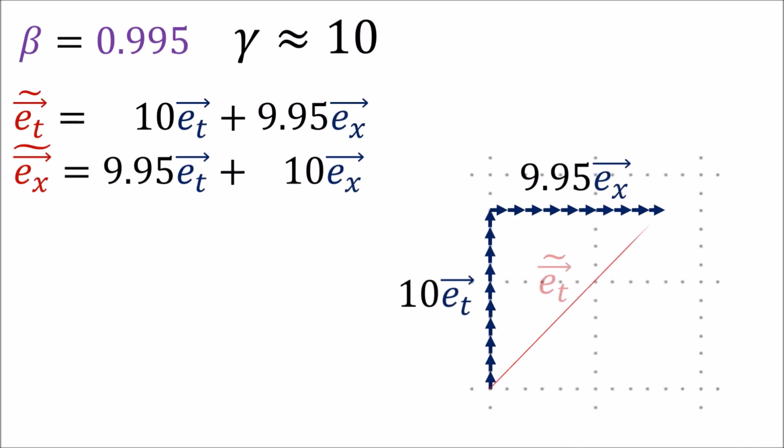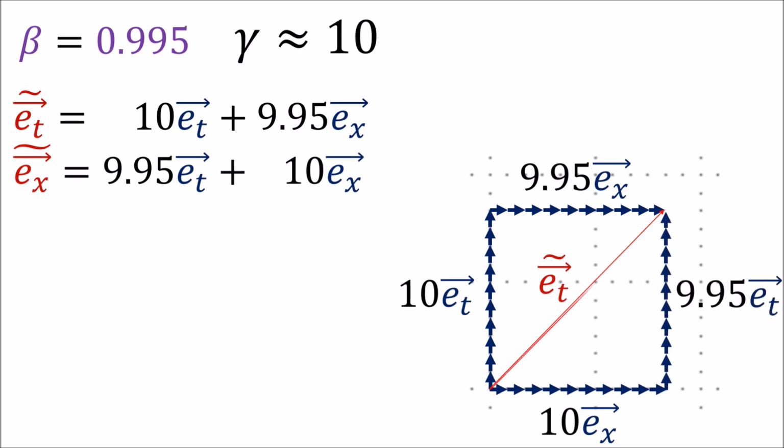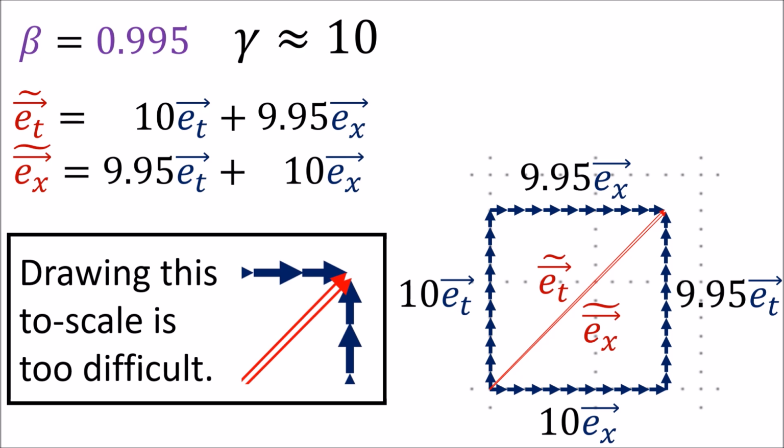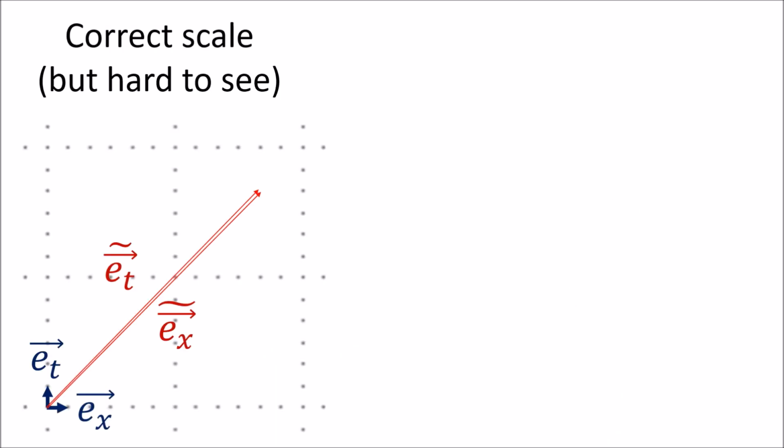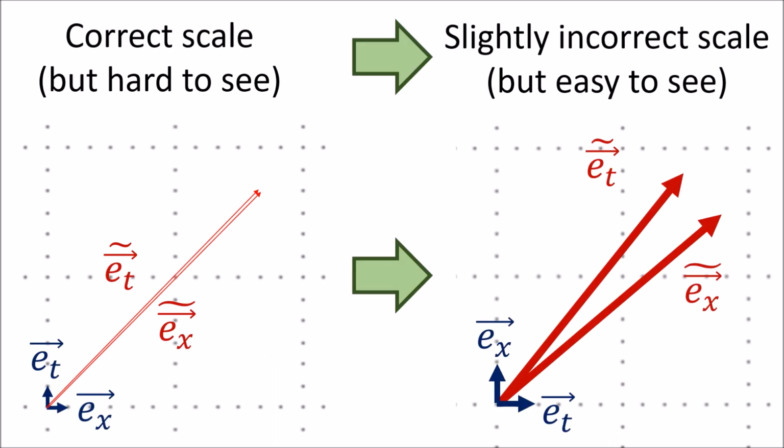Unfortunately, if I were to draw the muon's basis, e_t tilde and e_x tilde, on a space-time diagram at the right scale, they would be very difficult to see because the beta and gamma factors are so big. So I'm going to draw them slightly wrong in a space-time diagram so that they are easier to see. This means that the arrows in my space-time diagram won't add up correctly, but I'm hoping you'll still be able to see the ideas of length contraction and time dilation in the space-time diagram, even if the scaling is a little bit wrong.